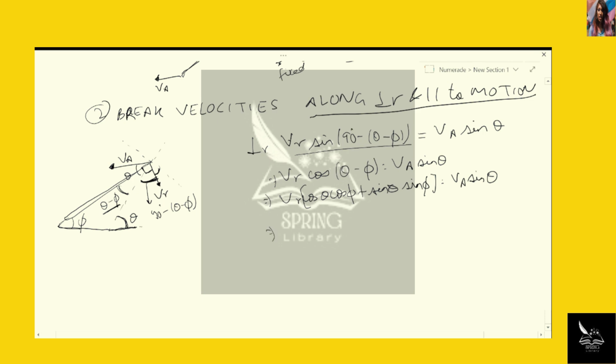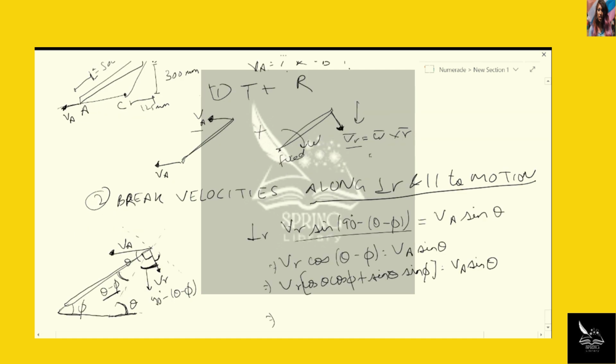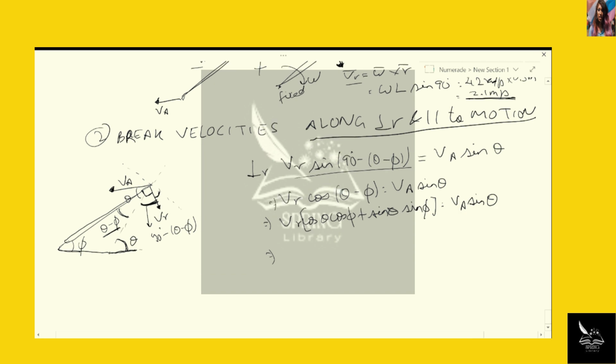VR we know, have we calculated VR? So VR is just going to be omega L sine 90. So omega is 4.2 radians per second. Length is half a meter, 500 millimeters. So this will be 2.1 meters per second.